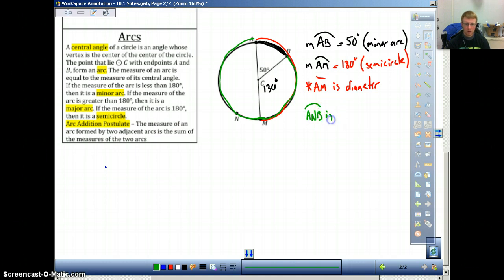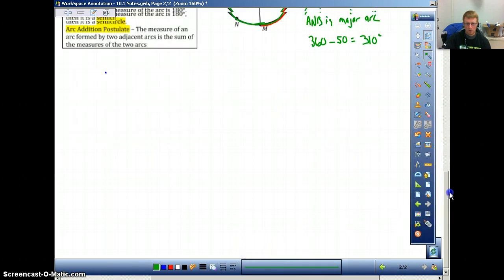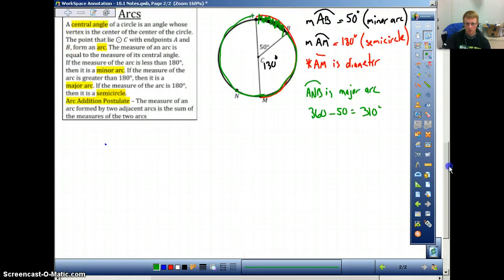We definitely know this is going to be a major arc because it's over half the circle, which means it's over 180 degrees. So we can easily figure out the measure of this because we know there's 360 degrees for an entire circle. So we do 360 minus what we don't want. We only want from A to B. So it's 360 degrees minus 50, which equals 310 degrees. So the measure of arc ANB equals 310 degrees.